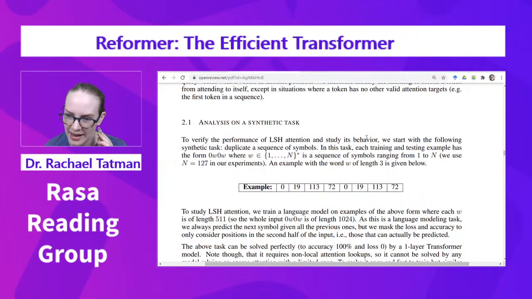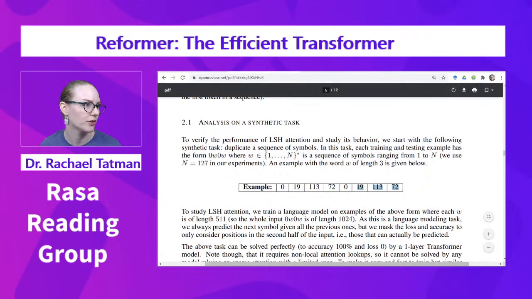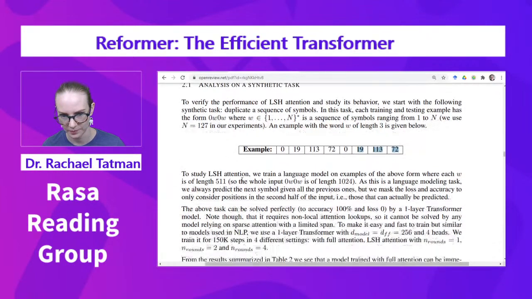In this task, each training and testing example has the form 0W0W, where W is a sequence of symbols ranging from 1 through n. We use n equals 127 in our experiments. An example would be the word W with a length of 3. So we have 0, our word is 19, 113, 72, 0, our next word is 19, 113, 72. Okay, so the word is being repeated and you want your transformer to also repeat the word.